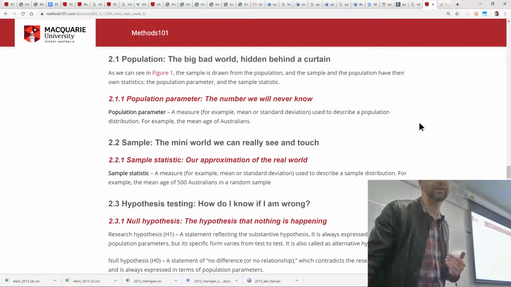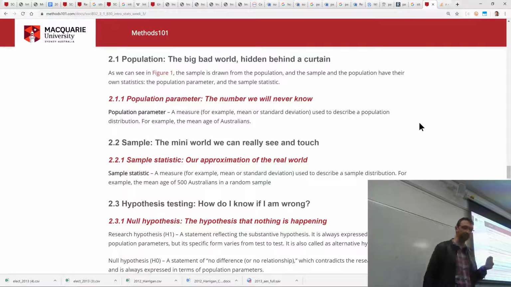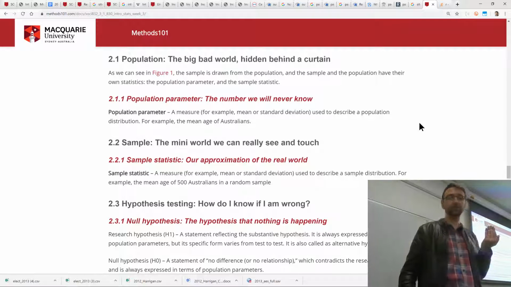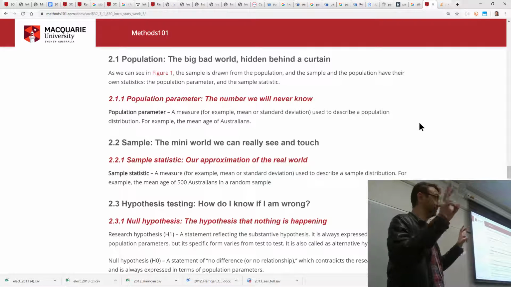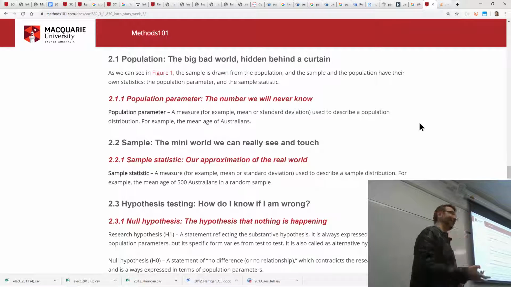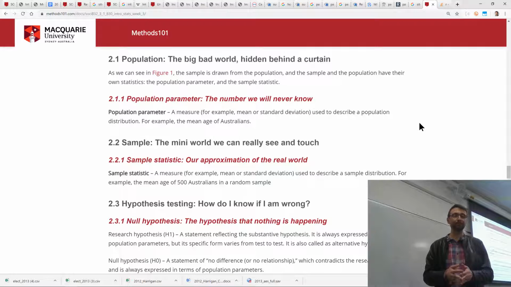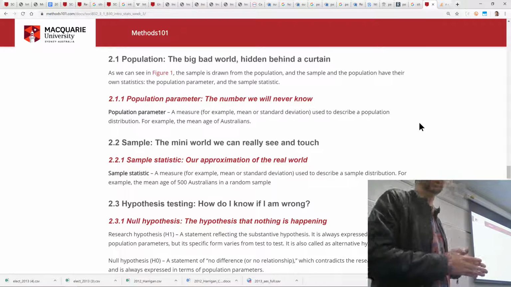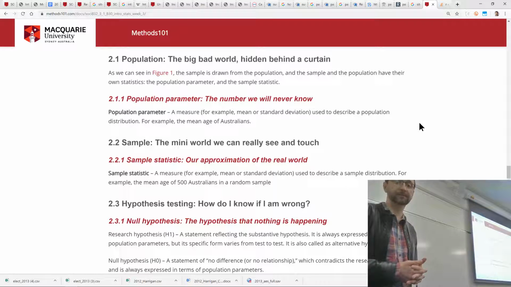Okay, so the population parameter is the number we never know. It's the measure of the mean. The population parameter is not always just something like the mean, but it can also be the standard deviation. Almost any calculation you can do on a set of numbers that can be used to describe a population distribution can be thought of as a population parameter.